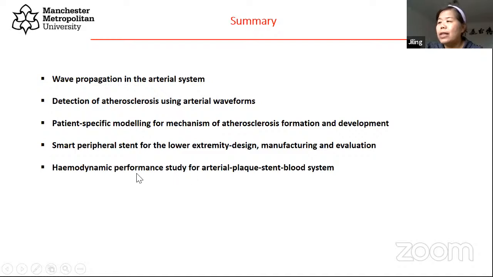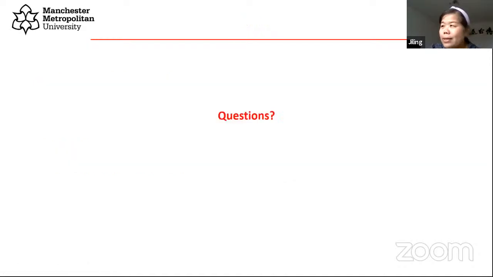And currently, I have developed this arterial plaque blood system, and it currently has a stent. This model can be used to investigate hemodynamic performance for the effect of stents in different types of plaque systems. So that is my presentation.